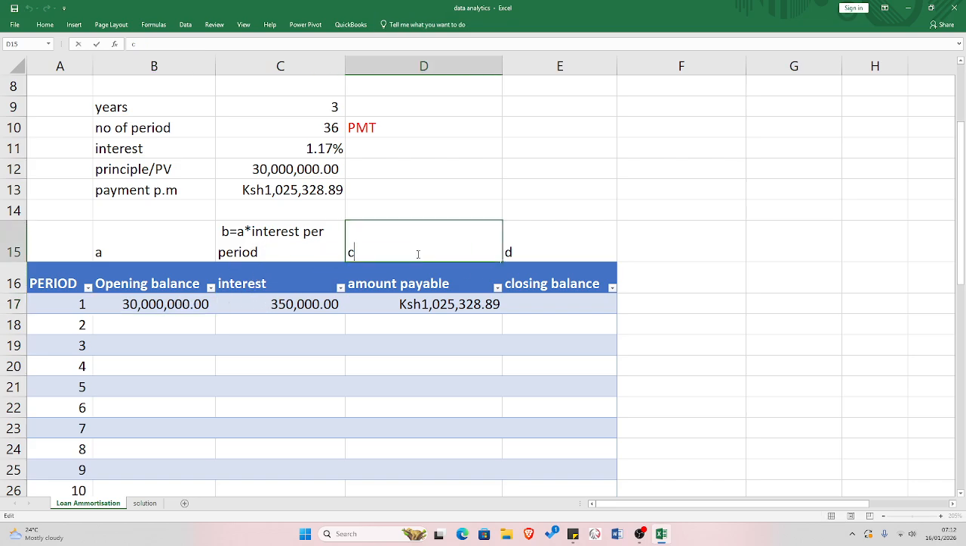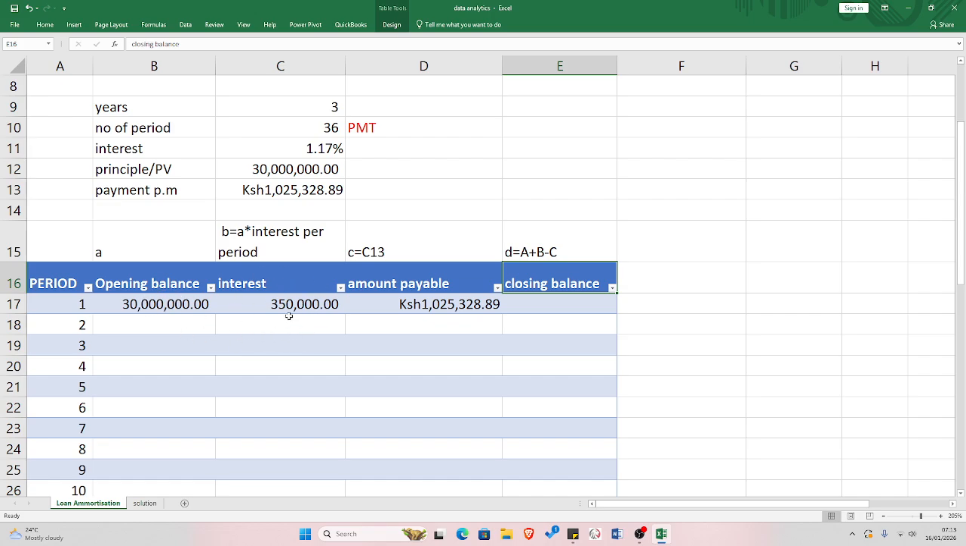Then what is my C? My C is now C13, which is equal to C13. We had already calculated the C. My C is C13, and my D now will be A plus B minus C, because this is the amount that was opening.